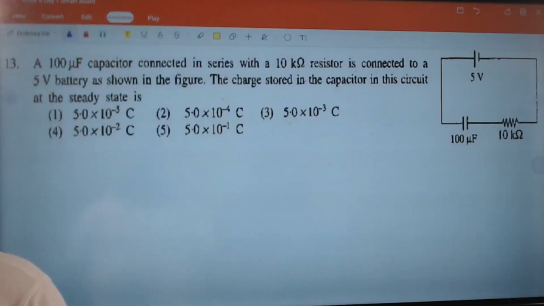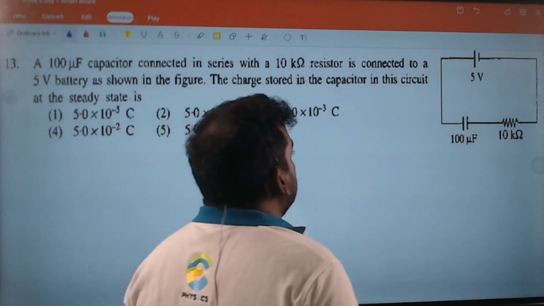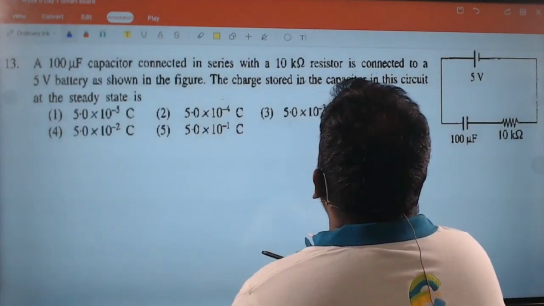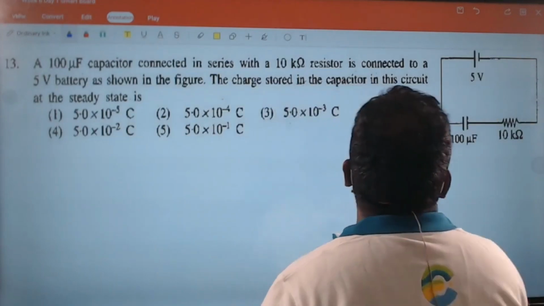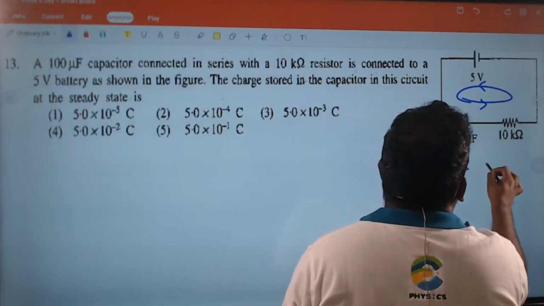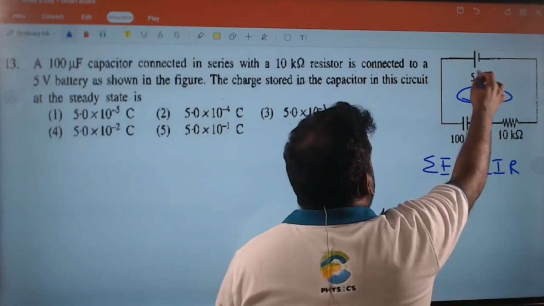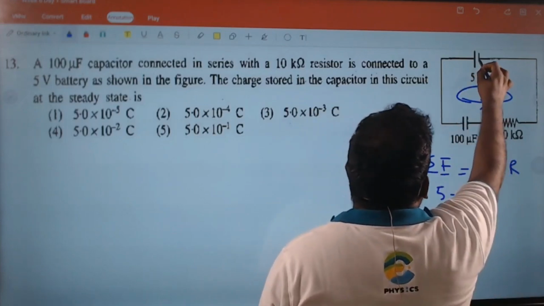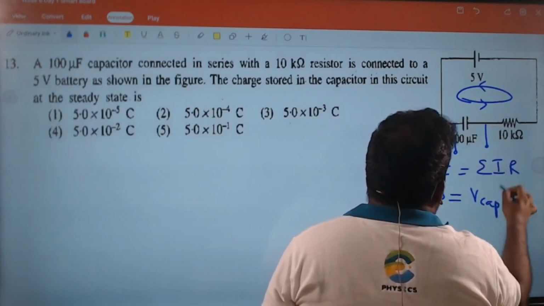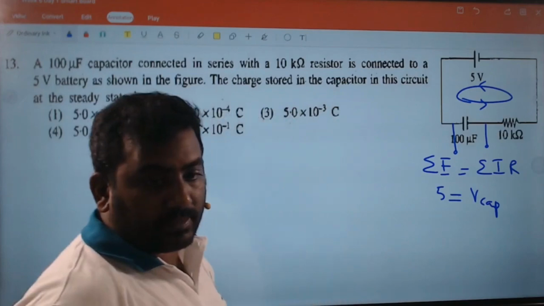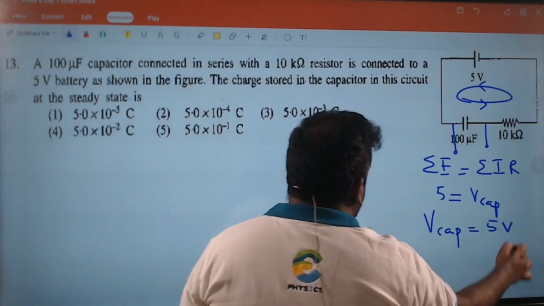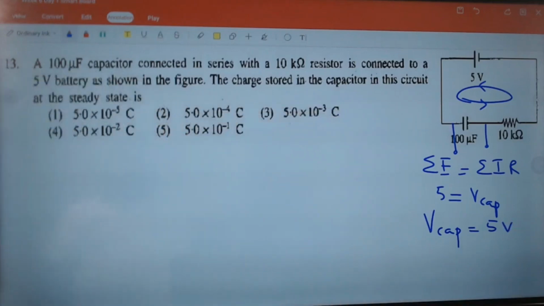A 100 microfarad capacitor is connected in series with a 10 kilo ohm resistor. The charge stored in the capacitor in this circuit at steady state is, if you apply Kirchhoff's law here, sum of EMF equals sum of potential differences, minus to plus. Positive voltage across the capacitor, V cap, is there. There is no voltage across the resistor. Voltage across the capacitor is going to be 5 volts.